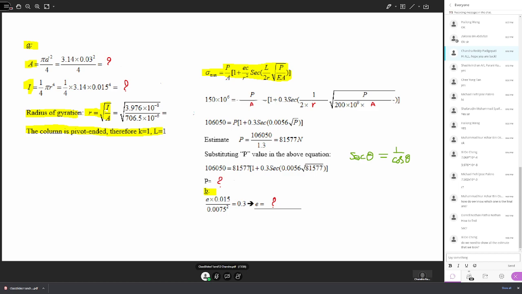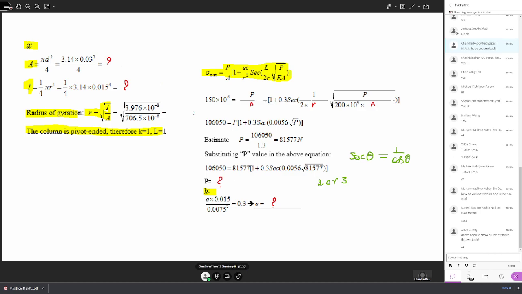Do we need to show all the estimates that we do? At least 2 or 3 iterations. So 2 or 3 iterations or 2 or 3 calculations. So you will get a final value. Most likely you will be getting very close to this value. May not be exact, but very close to this.